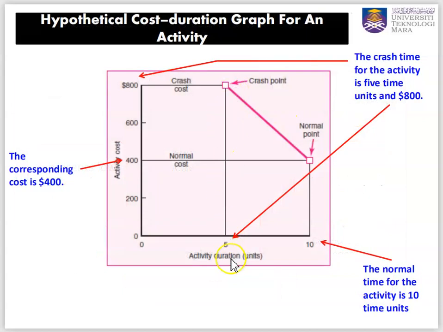This is our crash time, which is 5, and normal time is 10. So this is a crash point, and this is a normal point. With less time, we increase the cost. More time, we reduce the cost. Normal cost is 400. If we want to reduce the time to 5 units, then the crash cost will become 800.